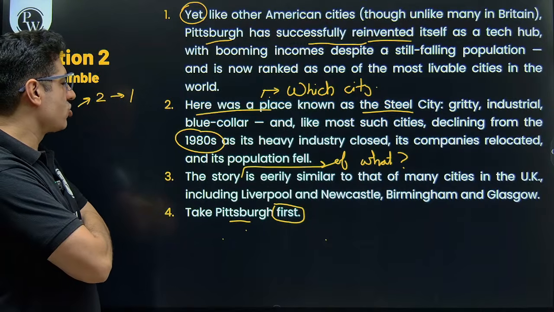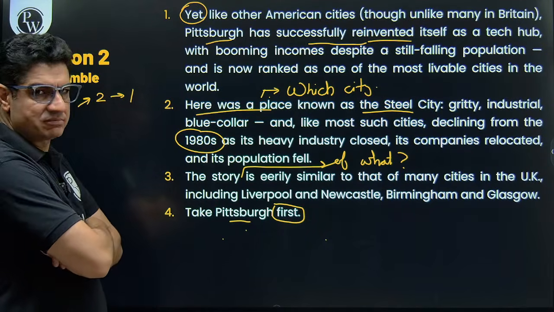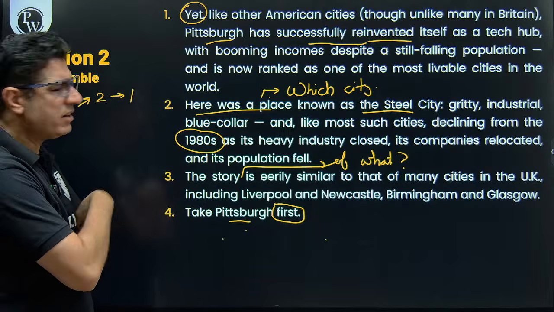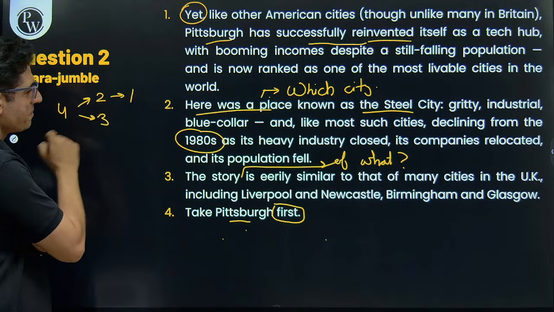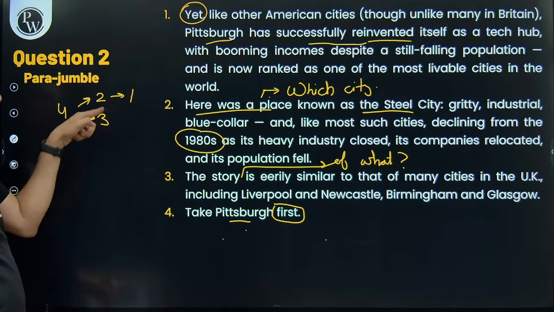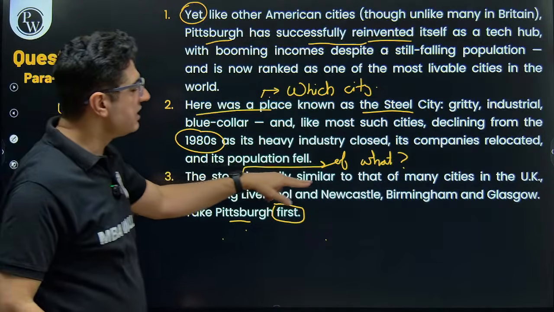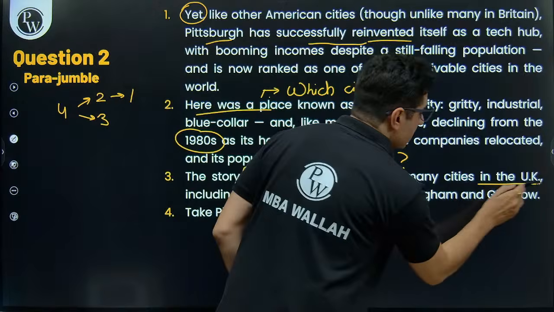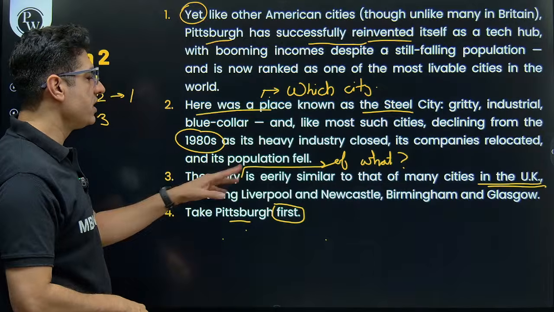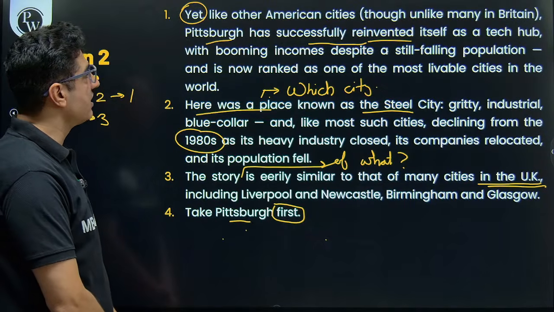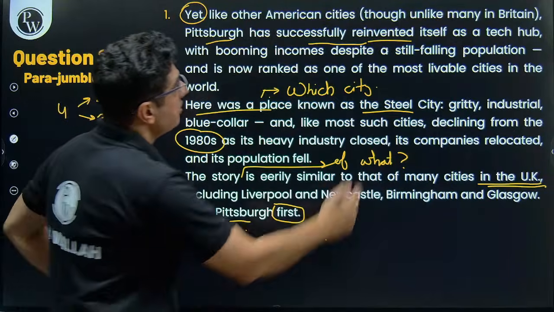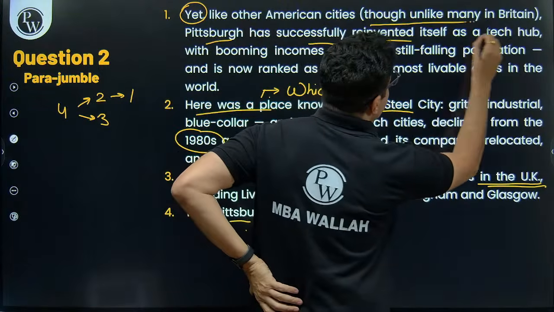Now where do we put 3? 3 says the story, and the story of what? Once again it has to be Pittsburgh, right? And now where do I put 3 with respect to 2 and 1? So let's check. The story is eerily similar to that of many cities in the UK, including Liverpool and Newcastle, Birmingham and Glasgow. Yet, like other American cities, Pittsburgh successfully reinvented. But then look at this, though unlike many in Britain.